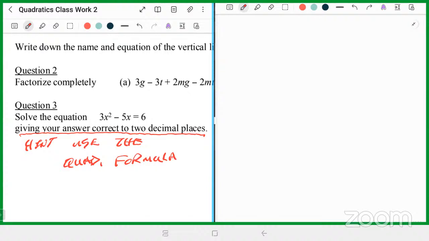So don't waste time trying to factorize it after you put it in the standard form. That's what it's basically saying: use the quadratic formula. All right, so let me do it over here. I have 3x squared minus 5x equals 6. We don't solve quadratics at this level when you don't have the expression equals 0. So you want to transpose the 6. So you're going to have 3x squared minus 5x minus 6 equals 0.